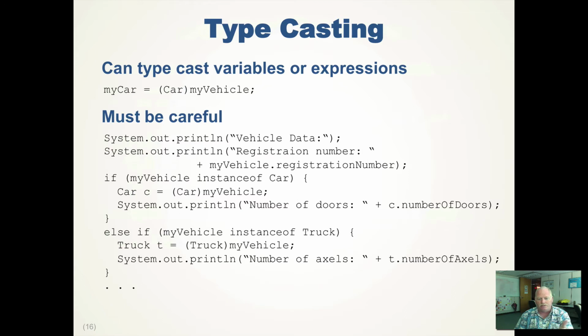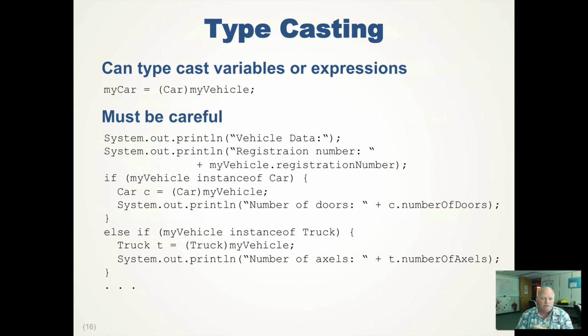Else, if my vehicle is an instance of truck, we can cast my vehicle into a new truck variable, and then we have a truck variable, we can refer to the number of axles, and we could do another else if my vehicle is an instance of a motorcycle, we can cast my vehicle into a motorcycle, and then refer to the motorcycle variable and see whether or not it has a sidecar. So as long as we're in that if, and we know that the thing it's pointing to really is a car, then we can cast it safely.